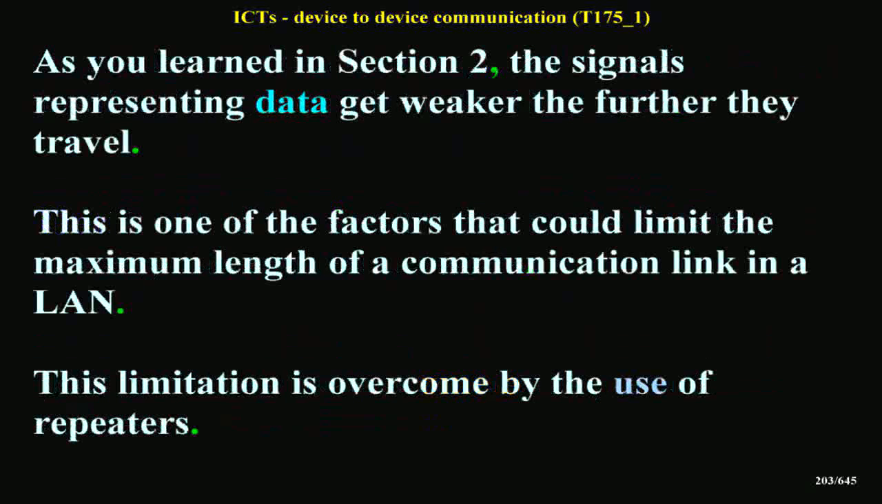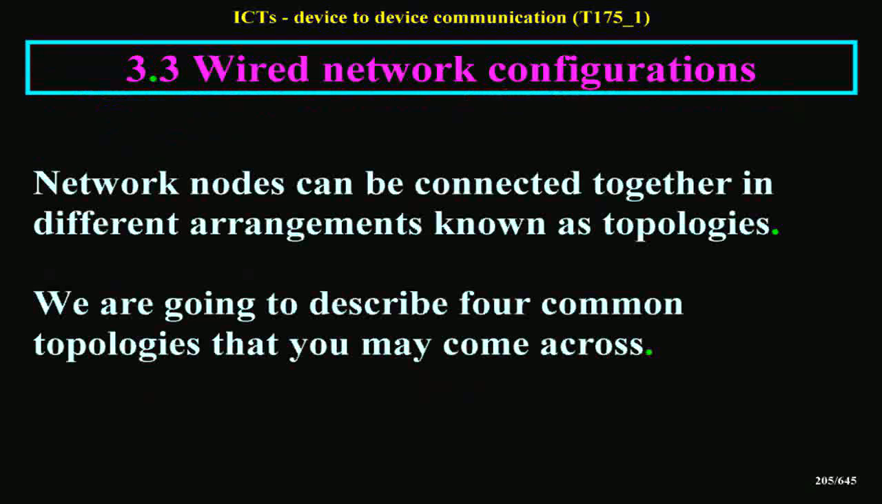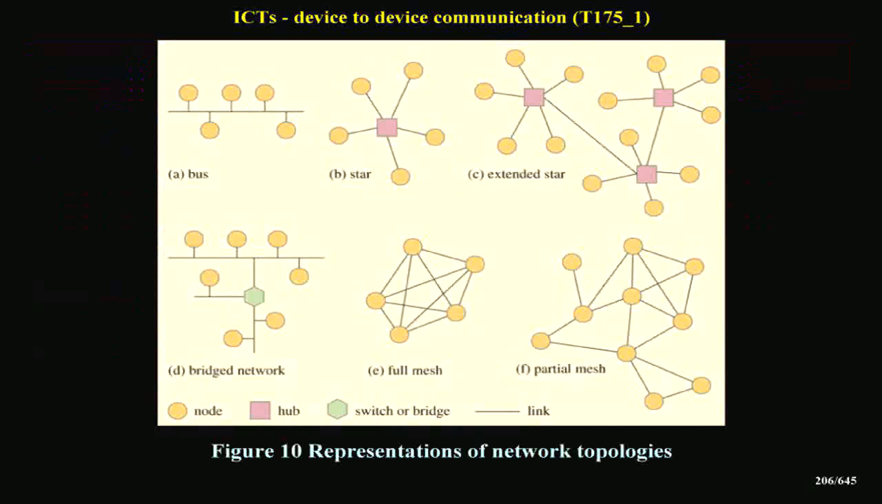As you learned in section 2, the signals representing data get weaker the further they travel. This is one of the factors that could limit the maximum length of a communication link in a LAN. This limitation is overcome by the use of repeaters. A repeater increases the practical distance between nodes by regenerating the signal and passing it on. 3 Wired network configurations. Network nodes can be connected together in different arrangements known as topologies. We are going to describe 4 common topologies that you may come across. Figure 10: representations of network topologies.